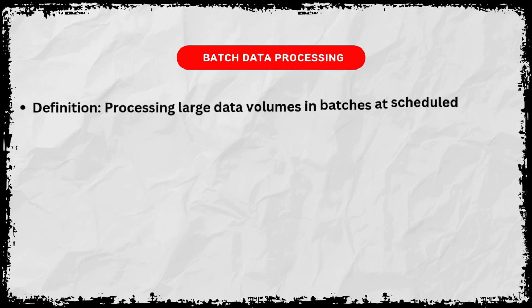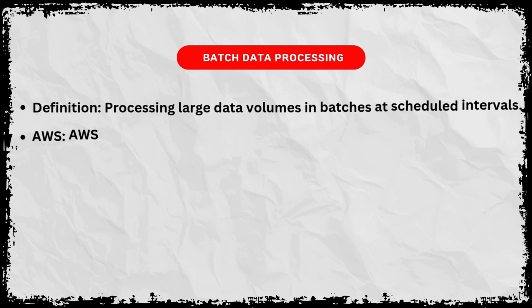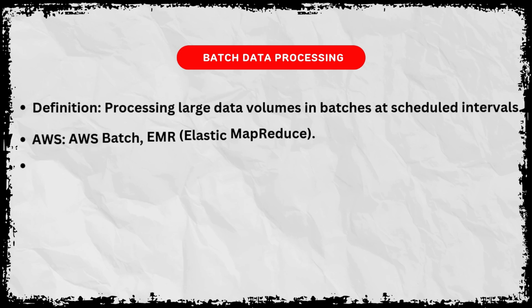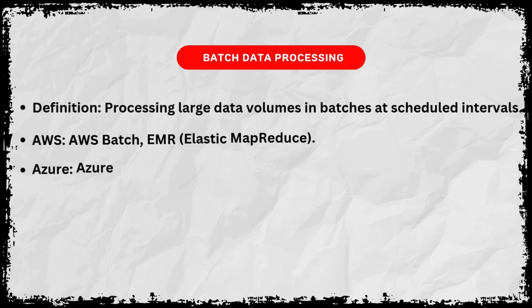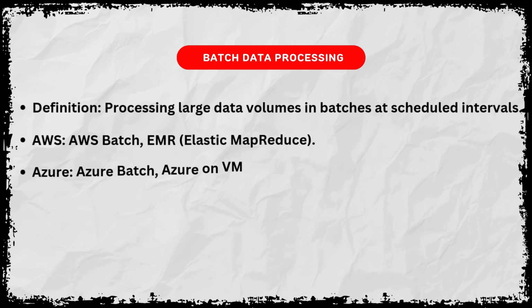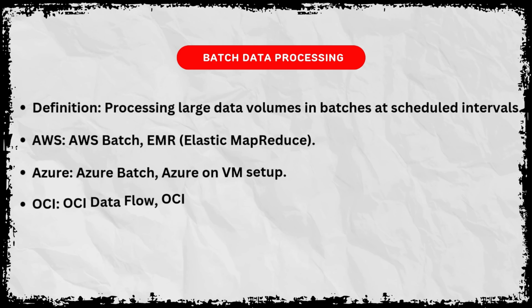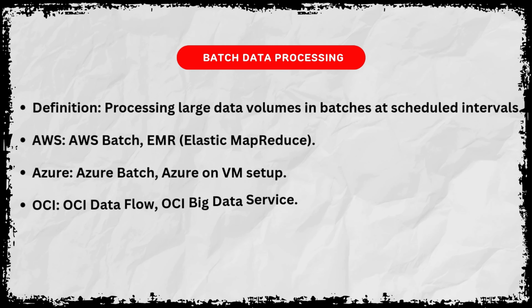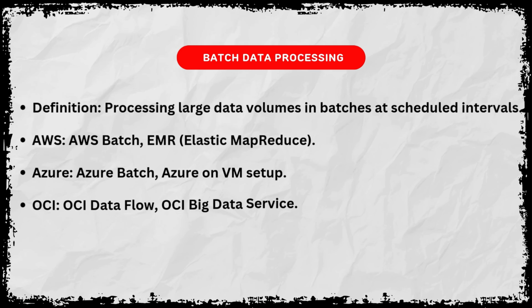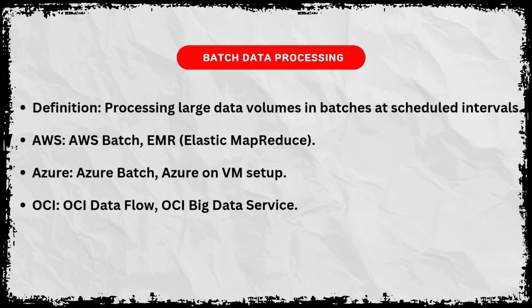In AWS, you have Batch, as well as EMR, or Elastic MapReduce, which is nothing but a Hadoop managed service. In Azure, you also have a Batch option, and of course you could have Hadoop on a VM setup. In Oracle Cloud Infrastructure, you have OCI Data Flow and OCI Big Data Service. So let's get to the console and see how each one works.